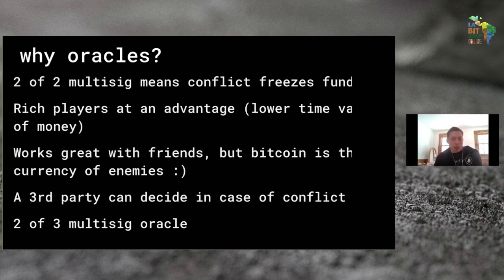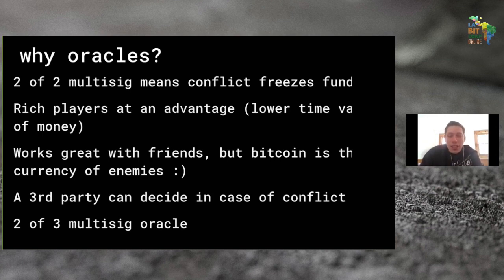I guess as a topical example in America right now, there's an election, and there isn't a concession. So what that does is also puts rich players at advantage. They sort of wait it out. I didn't lose. Let's wait. It works great for friends, but Bitcoin is the currency of enemies.